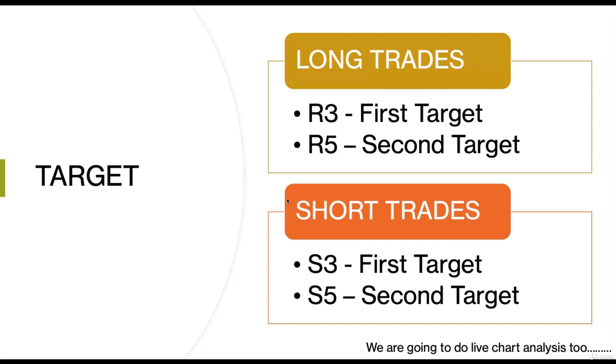Don't break your rules. These rules I have created for you, very simple, so follow these rules. Hold your whole quantity till R3, then divide by 3 and hold the other quantity till R5, or later on above R5 also. Hold your profits. So here we have completed entry, stop loss and target.